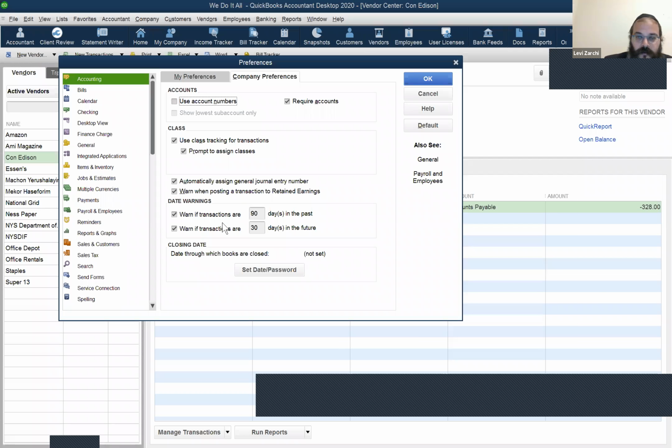when you are doing a transaction more than 90 days in the past, they'll give you a warning. More than 30 days in the future, they'll give you a warning. You can remove these. As an accountant in the office, I usually take them off because it's just an extra click and an extra annoyance every time I'm doing transactions. I'm entering a customer once and putting in their data from half a year ago, and every second I'm going to get a click. Oh, it's 90 days behind. Sure, you want to do it? Okay, fine.